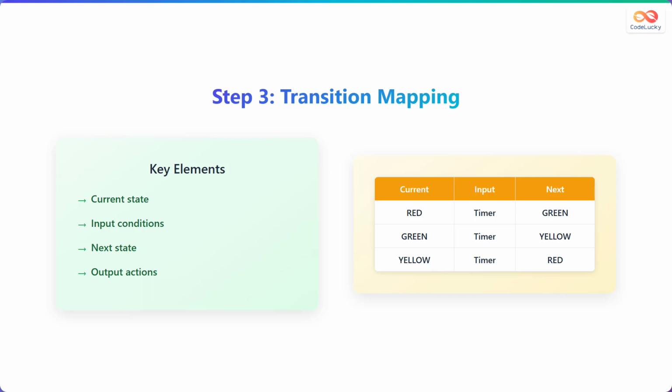Now let's consider a traffic light again. When the current state is red, the input from the timer changes the next state to green. When the current state is green, the timer changes the next state to yellow. Finally, when the current state is yellow, the timer changes the next state to red.